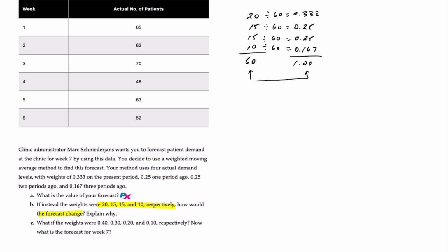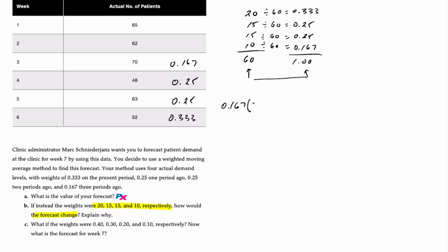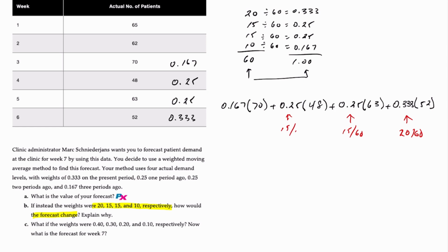So solving manually, and again, I'll just do this once so that you know how to do it. We will work backwards. These weights apply as indicated, 0.333, 0.25, 0.25, and 0.167. So we'll take 0.167 times 70 plus 0.25 times 48 plus 0.25 times 63 plus 0.333 times 52. And again, these are the same as 20 over 60, 15 over 60, 15 over 60, and 10 over 60. Point being, you'll get the same answer.